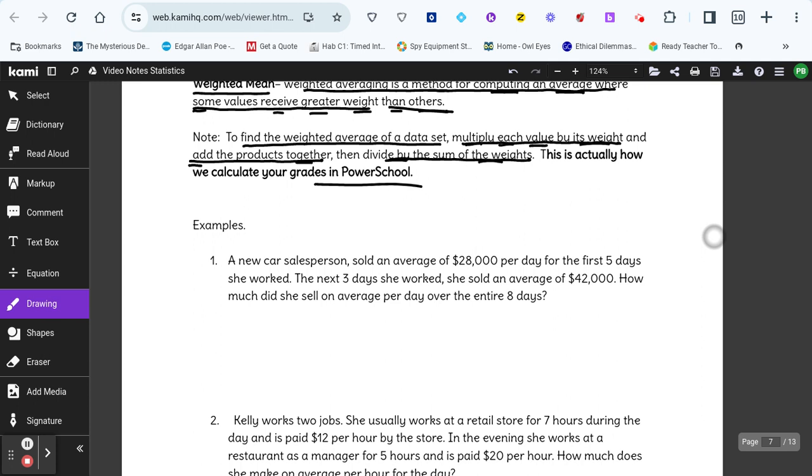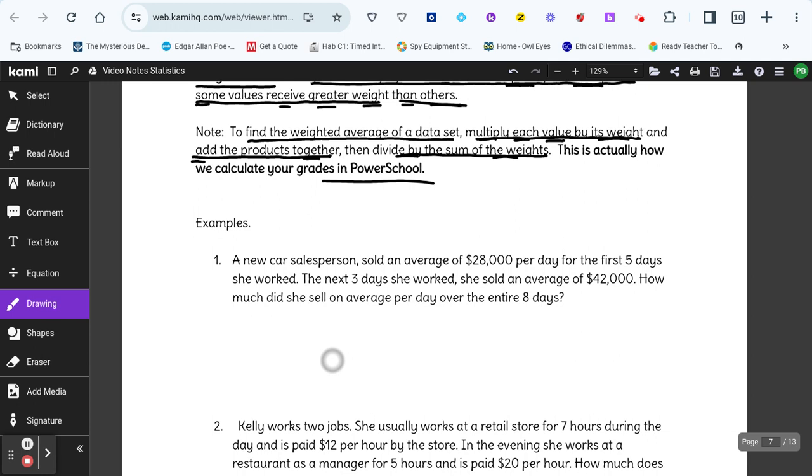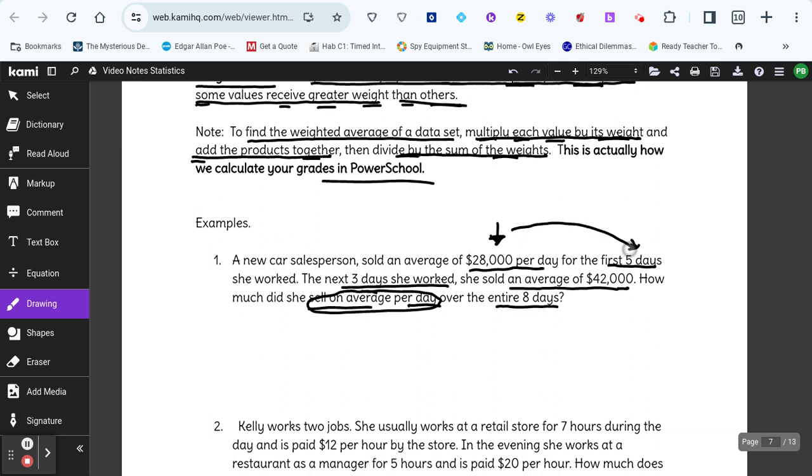It says a new car salesperson sold on average $28,000 per day for the first 5 days she worked, and then the next 3 days she worked, she sold on average $42,000. So how much did she sell on average per day over the entire 8 days? So I'm looking for the average sales per day. Let me get her sales. I know she sold $28,000 five times, so I'm going to do 5 times 28,000.